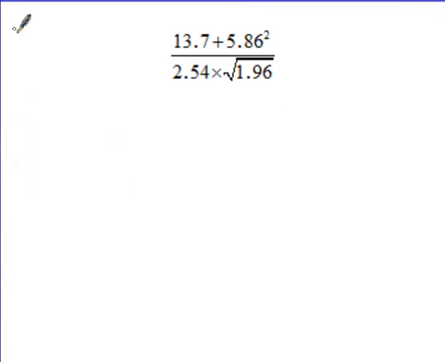Question 6 is a calculator question. What I do is I stick brackets around these in the calculator. So for my bracket 13.7 plus 5.6 squared, close bracket, divided by open bracket 5.34 times by the root of 1.96, close bracket again, and then that will give me a solution. Now you read the question then carefully.